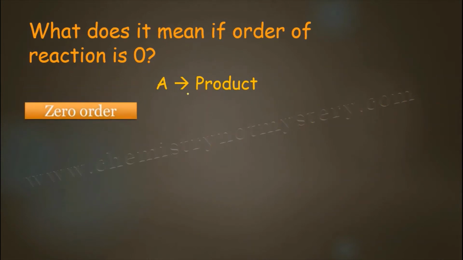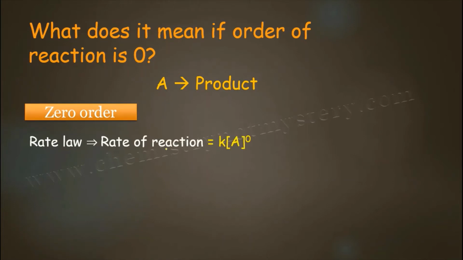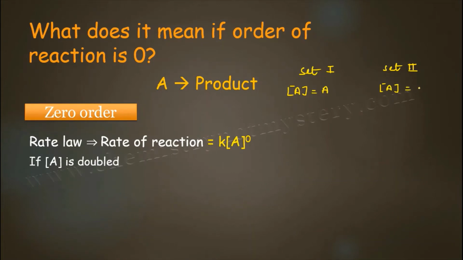What does it mean? For a zero order reaction, where you write the rate law for this given equation, you will get rate of reaction is equal to K into reactant concentration raised to the power 0. Let's try to find out what will happen if we double the reactant concentration. So here this is set 1 and this is set 2. For set 1 we have taken reactant concentration as A. For set 2 we have doubled the reactant concentration, so we can take it as 2A.